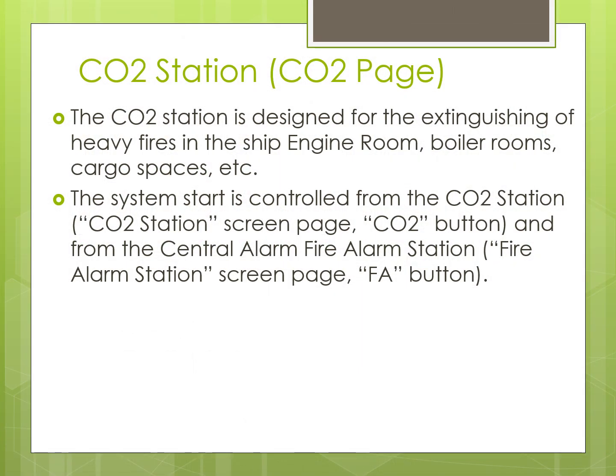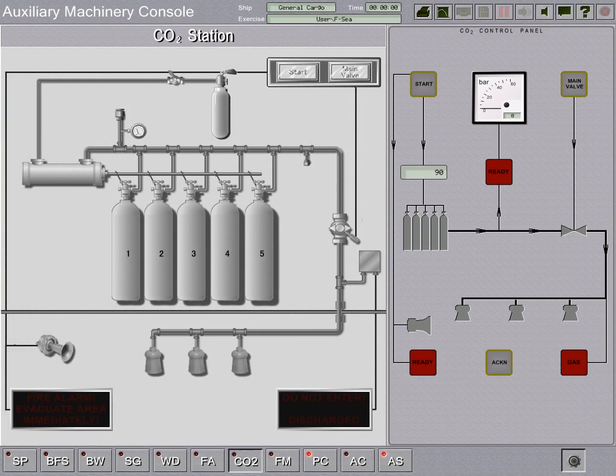CO2 station. The CO2 station is designed for the extinguishing of heavy fires in the ship engine room, boiler rooms, cargo spaces, etc. The system start is controlled from the CO2 station screen page, CO2 button, and from the Central Fire Alarm Station screen page, FA button. The following components are included in the system and modeled in the simulator. Set of main CO2 cylinders, pilot CO2 cylinder, servo cylinder, main valve, pipeline with non-return valves, remote control and alarm system.